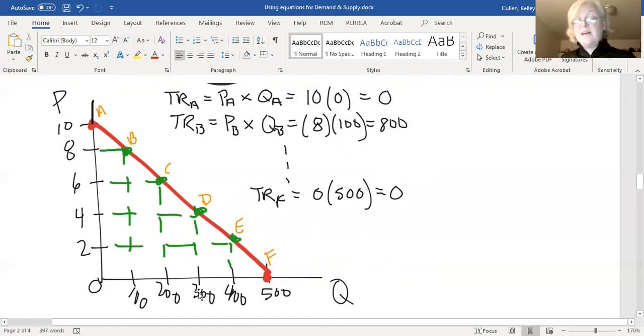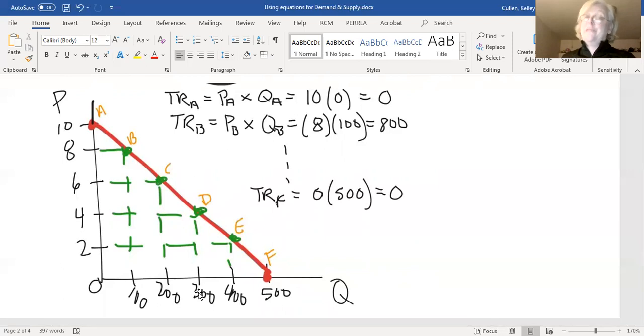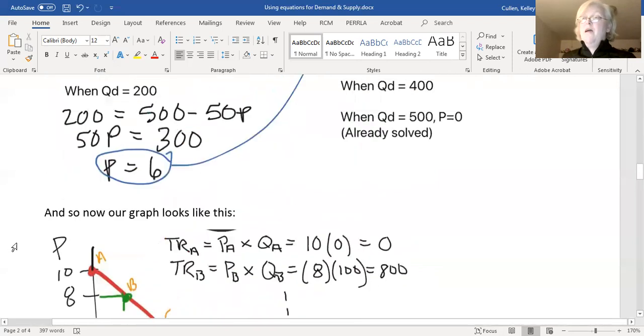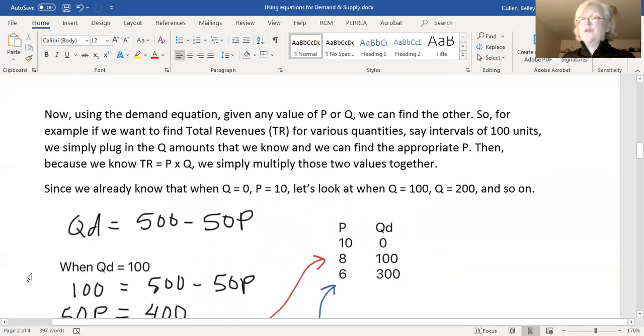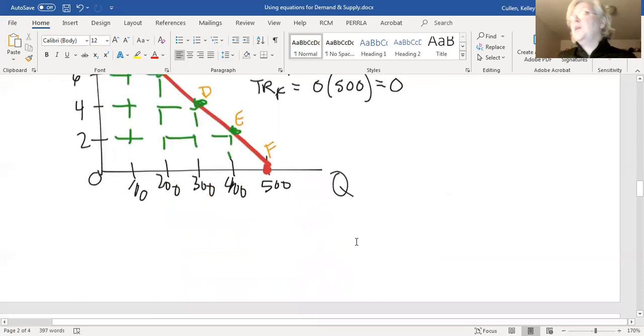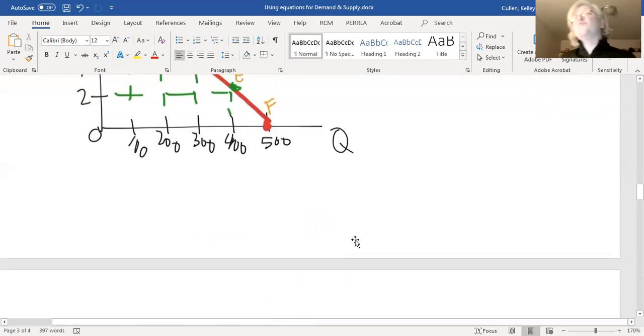This should sound a lot like that demand schedule that we saw in a previous lecture. Hint, hint. All I did was take that same demand schedule and write out an equation. It's the same exact numbers. That is so cool. Okay, because now we have more information.